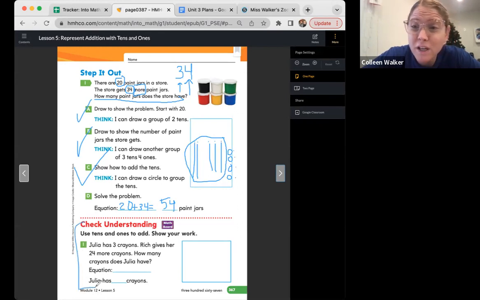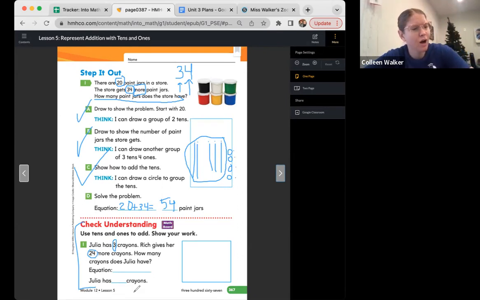Awesome. Okay, now check understanding. I would love for you to pause your video and do this problem by yourself. Of course, if you need your homeschool teacher to read it to you, that's not a problem. And then unpause when you're ready to check your work. Welcome back, friends. You should have circled the 3. You should have circled the 24.